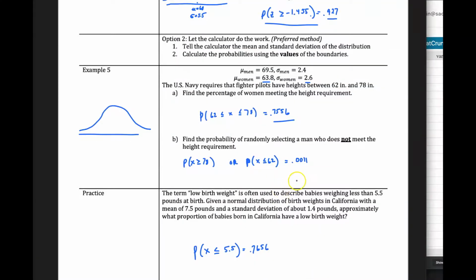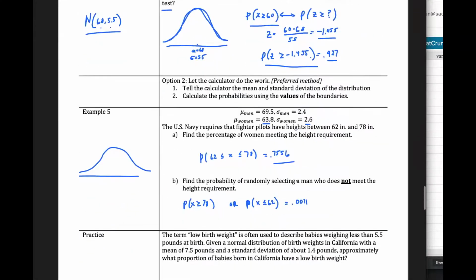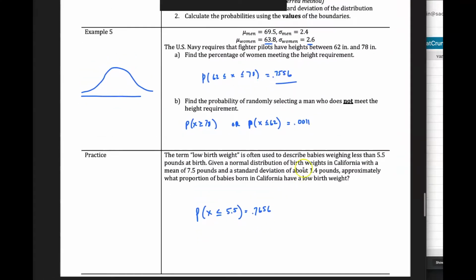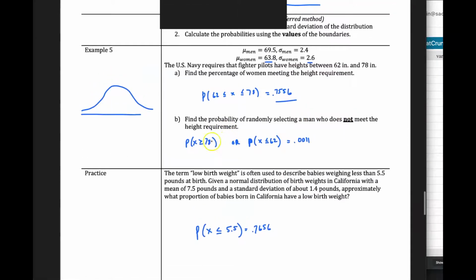And so that's how you would do it using technology, to get it using StatCrunch. You don't need to convert to z-scores. What's the probability that a man does not meet the requirement, so that the man is greater than 78 or less than 62. In that case, you're going to plug in those numbers into the technology to get that answer right there.